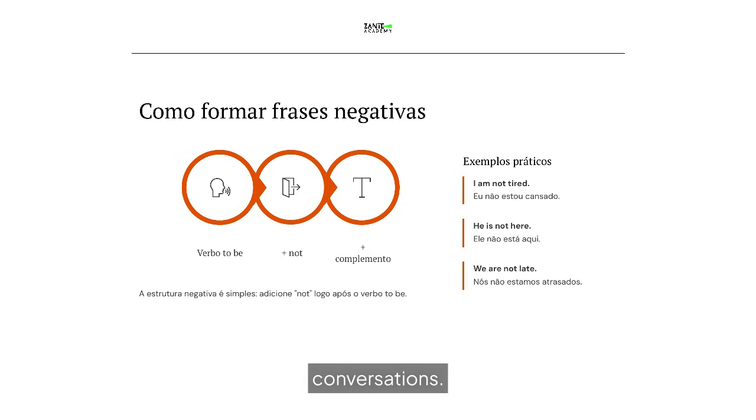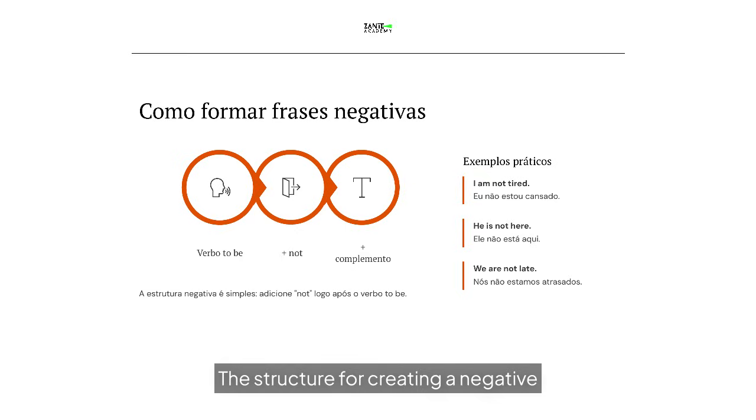our conversations. The structure for creating a negative sentence is quite simple. You just add not right after the verb to be. For example, if you want to say that you are not tired, you would say, I am not tired. This clearly communicates your state of being, indicating that you feel awake and alert.